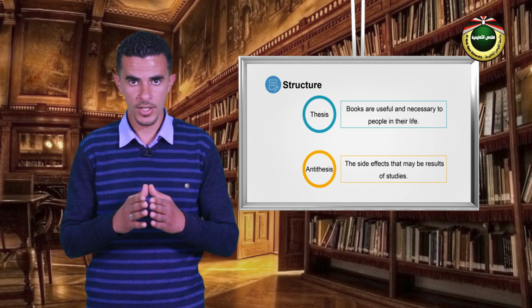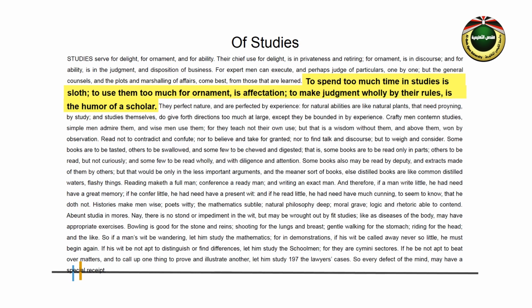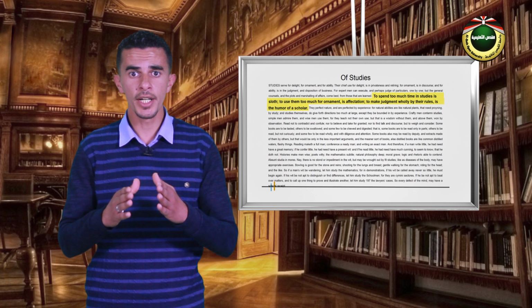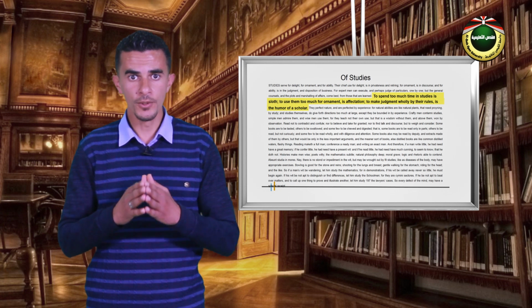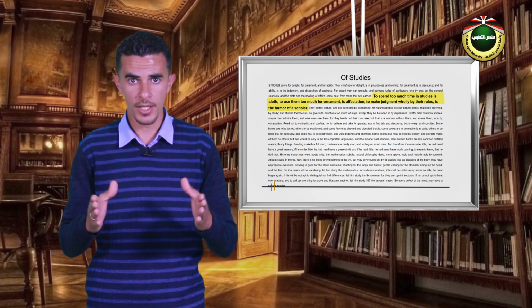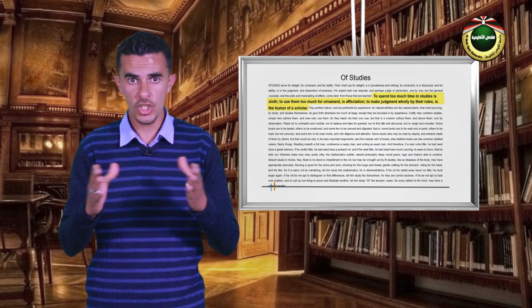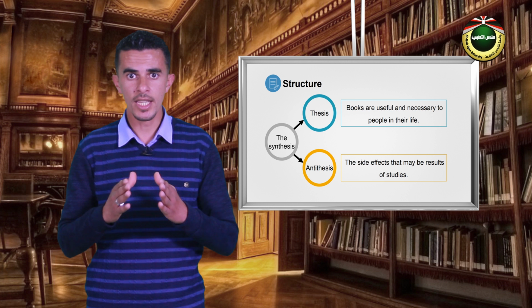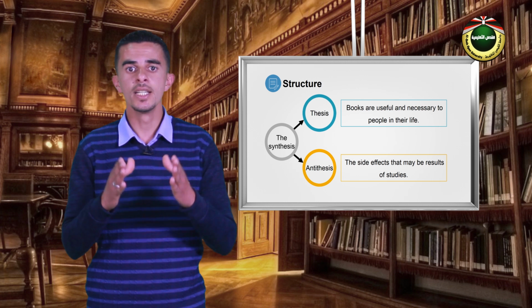He declares the side effects of studies by saying that to spend too much time in stories is sloth. To use them too much for ornament is affectation. To make judgment wholly by their rules is the humor of a scholar. He means that sitting aside long hours in a day to study will make a man indolent. Overuse of wisdom to analyze ordinary commonplace issues may make the man appear pretentious. Sticking too much to rules to assess situations and to decide on action may invite derision from others. He mentions both thesis and antithesis in the same sentence, so he is making synthesis.